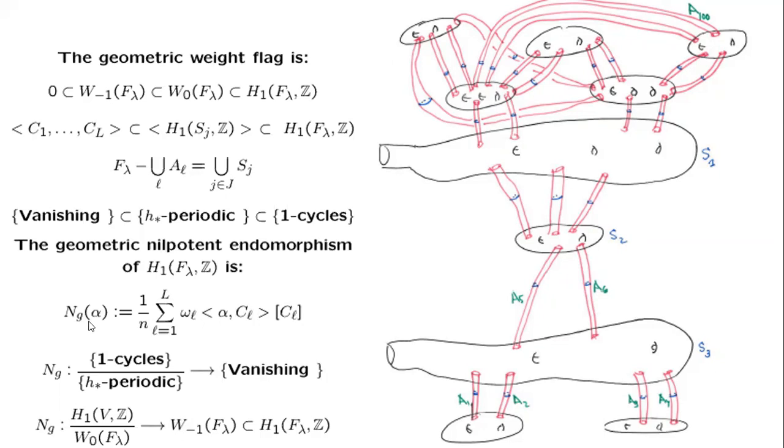Now this NG is nilpotent because the image is contained in the module generated by the CLs, but these CLs you can move in the axons and they have empty intersections. So this map goes into the vanishing. We are calling vanishing cycles the ones generated by the circles in the axons. This module over here is the periodic part of the homology. And if we take the quotient, then we have a map which is actually an isomorphism between these two vector spaces.